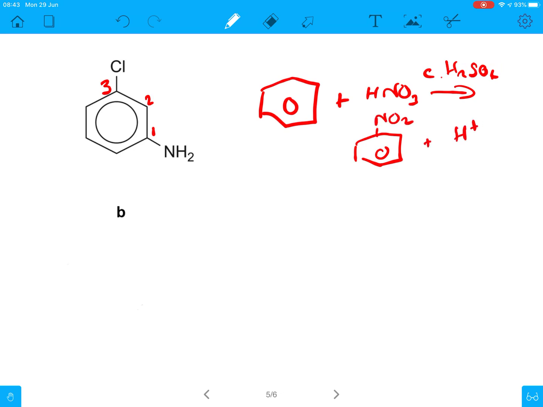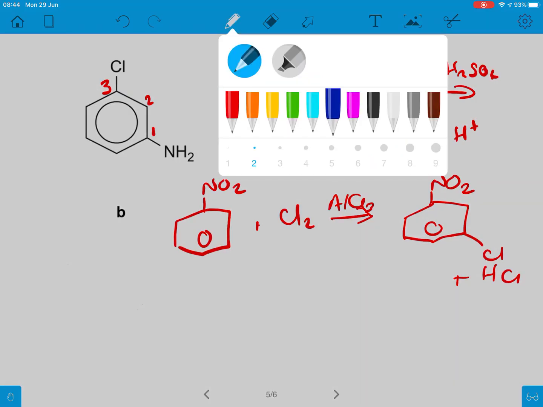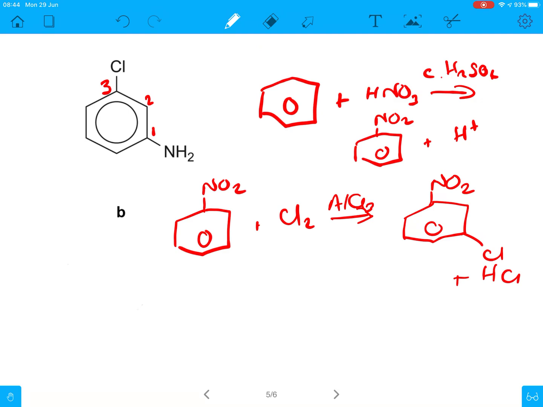and an H+. Now remember, nitro is 3 directing and we want our chlorine on position 3. So this time, rather than reduce it first, we're going to chlorinate it. So we're going to add chlorine, and we're going to have our halogen carrier on there, and that's going to make that. And then now we're going to reduce our nitro group.